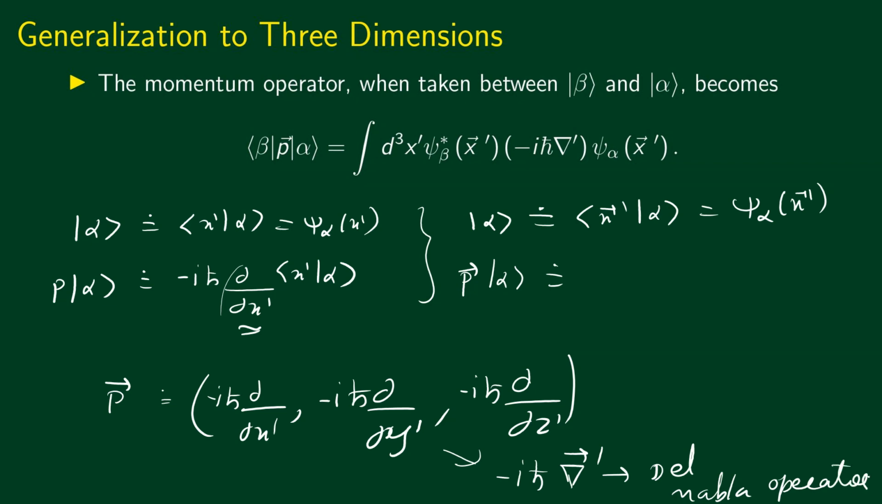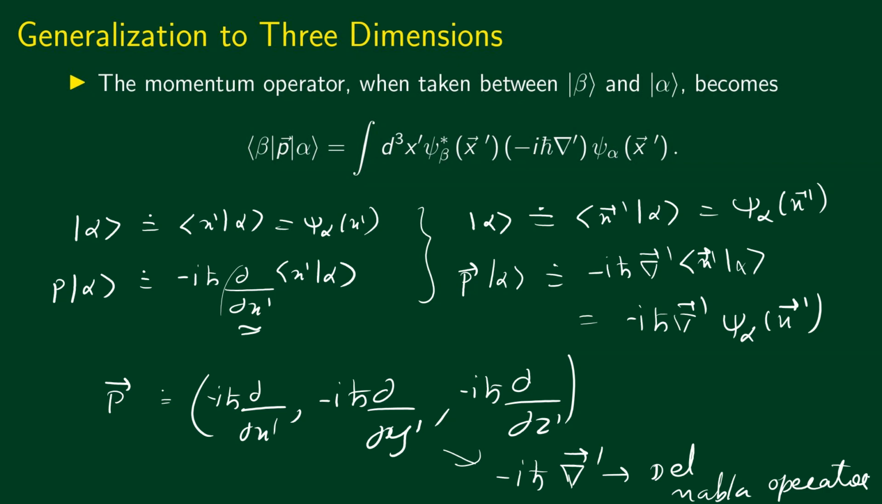So this is just the generalization of the partial derivative in 1 dimension to the partial derivative in 3 dimensions. Right, so we see that p vector ket alpha should now be represented by the action of this operator minus i h bar del vector prime on bra x prime ket alpha. Okay, this we can write as minus i h bar del vector prime of psi alpha of x vector prime. Okay, there's an x vector prime there also.